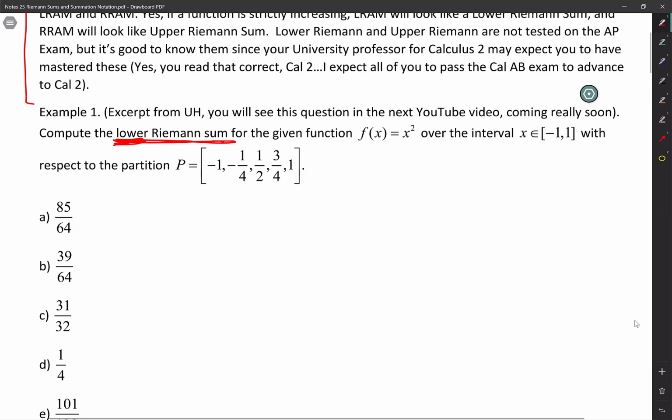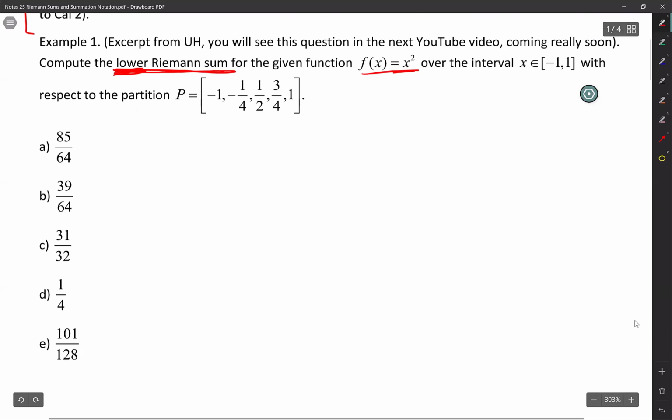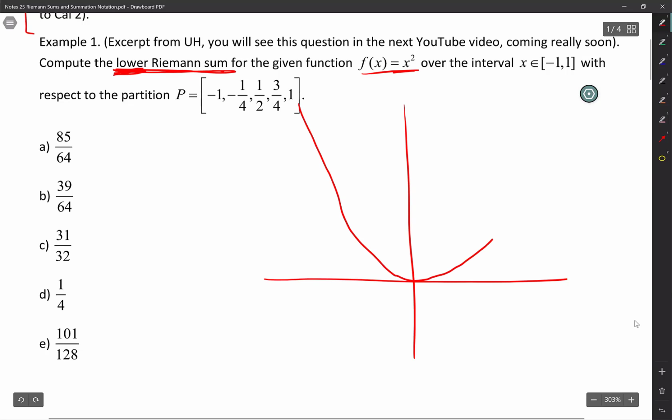All right, guys, lower Riemann sum. So here's what it means. Exaggerate a parabola. Make it big. There's my parabola, and they're giving me my partitions. All these rectangles are not equal width. They're telling me from -1 to -1/4. Here's -1, and here is 1. From -1 to -1/4, -1/4 is right there.